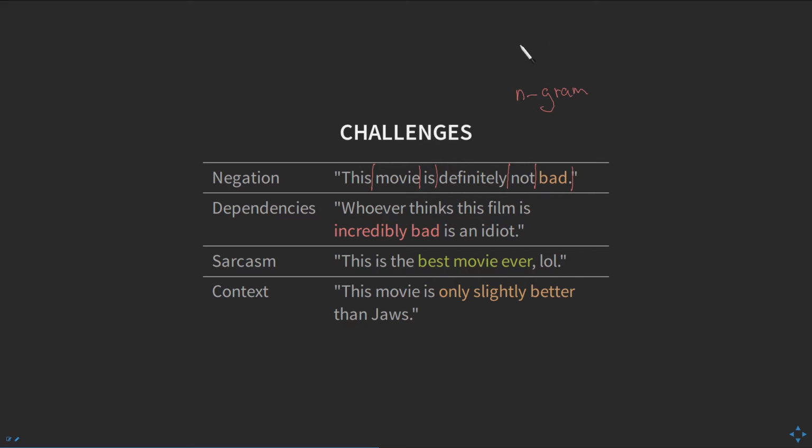So say that we have 2-grams, for example. "This movie" is going to be one feature, "movie is" is going to be one feature, "is definitely" is going to be a feature, etc. And then in the end we will end up with "not bad". Because the classifier knows, or at least has some information, that "not" was actually just before "bad", it might actually give this a positive sentiment.